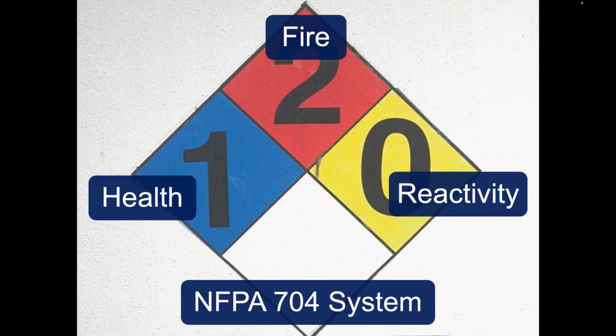This is the NFPA 704 system, which is similar, however, it's for buildings and is only prevalent here in the United States. It's a 0 to 4 system, with 0 being minimal and 4 being maximal. And the various color codes there correspond with whether it's a health, fire, or reactivity issue. The white box at the bottom outlines anything special, such as if it's radioactive.